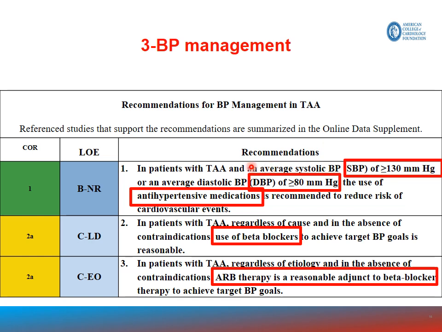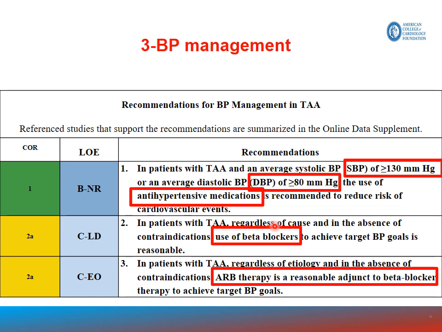What about blood pressure management? In patients with thoracic aortic aneurysm and average systolic blood pressure of 130 mm mercury or more, diastolic blood pressure of 80 mm mercury or more, the use of antihypertensive medications is recommended to reduce risk of cardiovascular events.